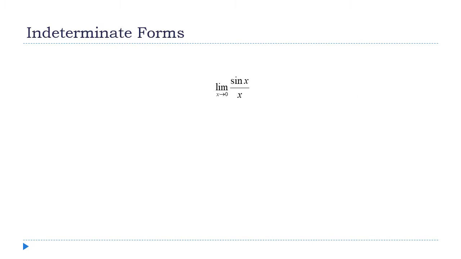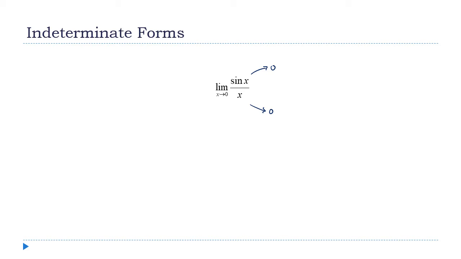Let's see how this works. I want to refer back to another one. We already know what this is. We've seen this one. It's 1. So let's see how L'Hopital's rule works, and see if we can confirm that result. First thing you need to do is confirm that this is, in fact, an indeterminate form, and we did see that earlier. The limit as x approaches 0 of the sine of x is 0. The limit as x approaches 0 of x is 0. So yes, this is an indeterminate form.